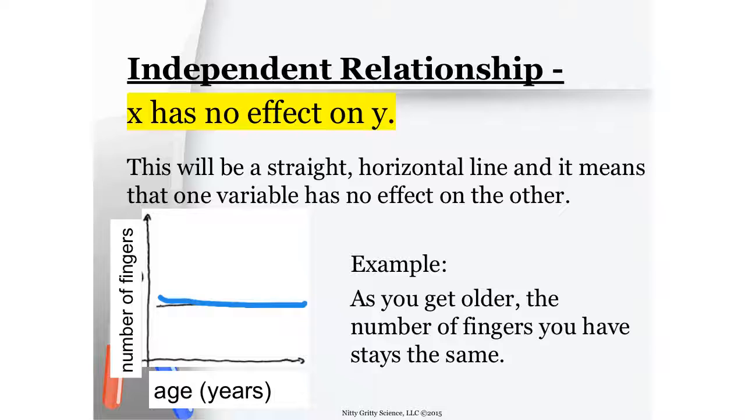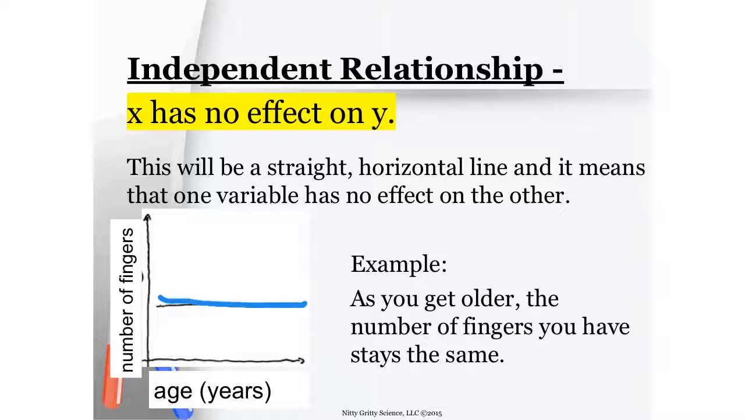Straight horizontal line. By the way, this could also be a straight vertical line. But it would just be stated the other way around, that y has no effect on x. It's actually kind of hard to find independent relationships. We don't have very many of those in earth science. So my example here is kind of weird. They don't seem related to one another, but that's the whole point.